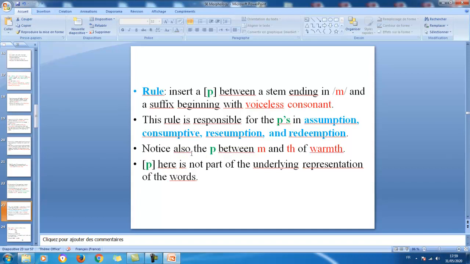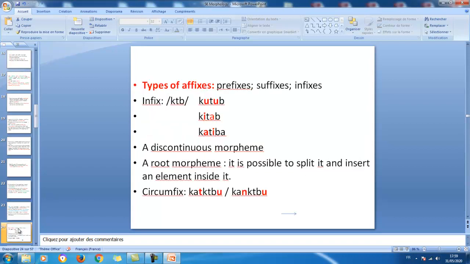Okay, notice also the p between m and th of warmth. The last sound of warm is m. We are going to add this suffix th to it. This th is voiceless. Here there is a tendency among native speakers of English to insert this p here, warmth here. Now p here is not part of the underlying representation of the words. It is something which is added to the surface representation.